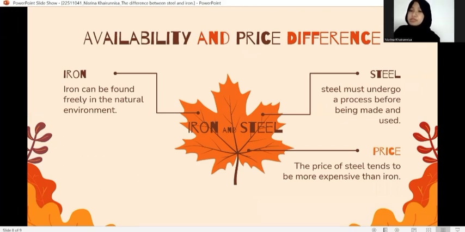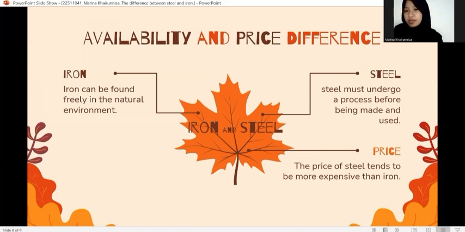The last one is the difference between steel and iron in the field of availability and price. Iron can be found freely in the natural environment, usually from iron ore mining, and its availability can be limited in a certain period of time.